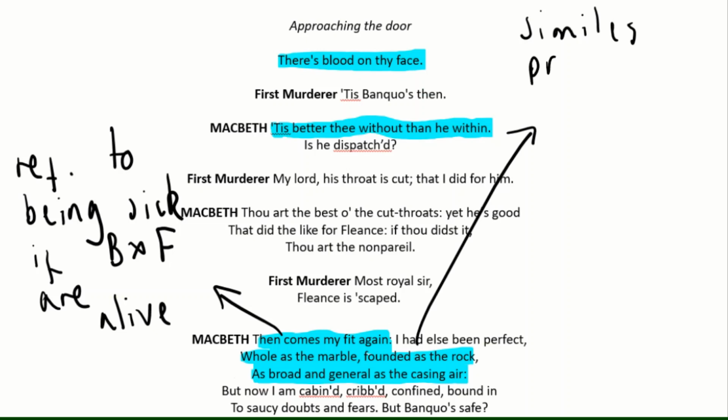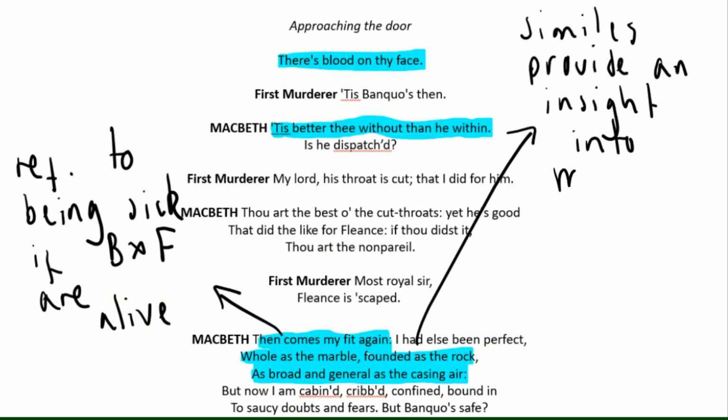Similes provide an insight into Macbeth's sense of security.